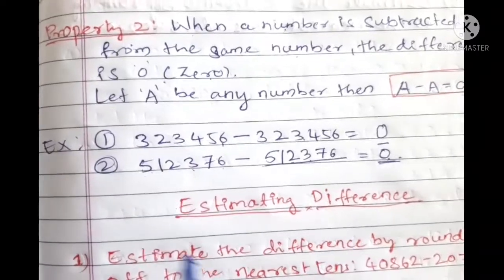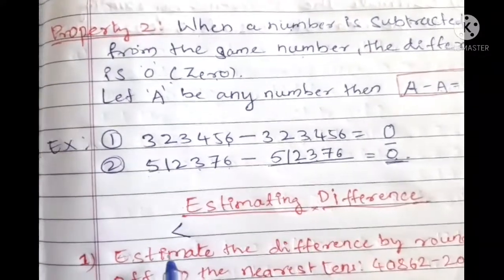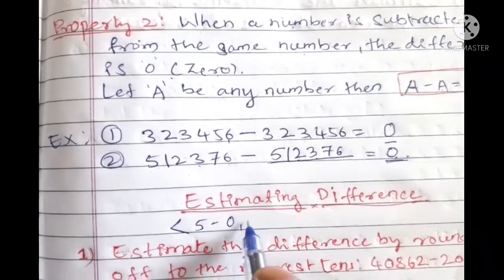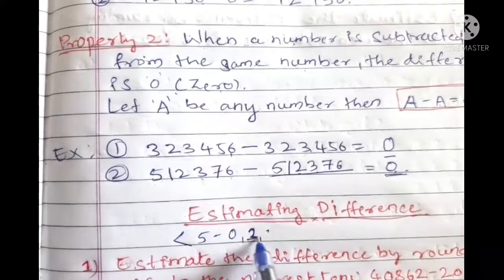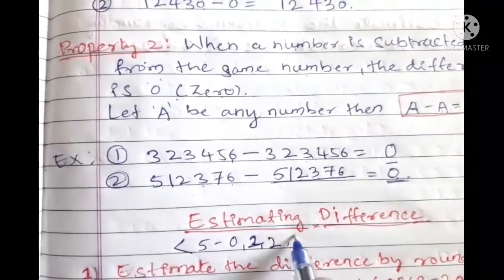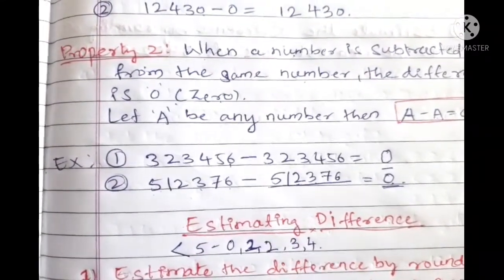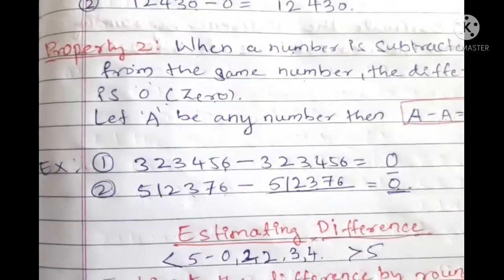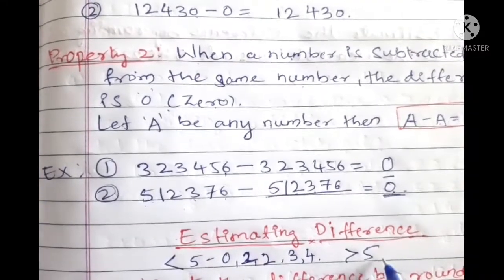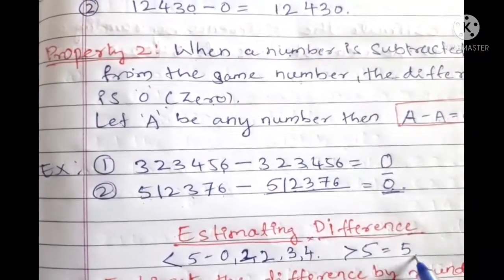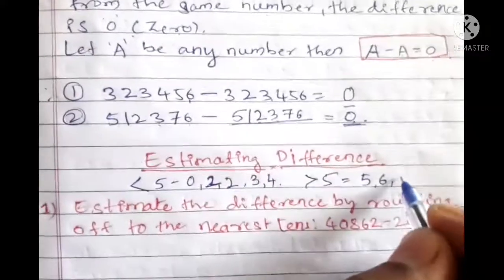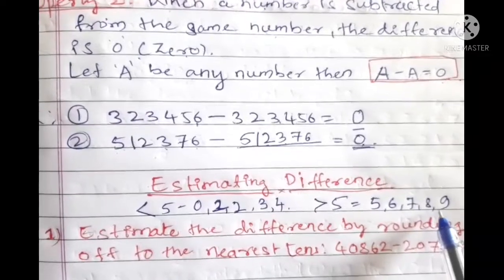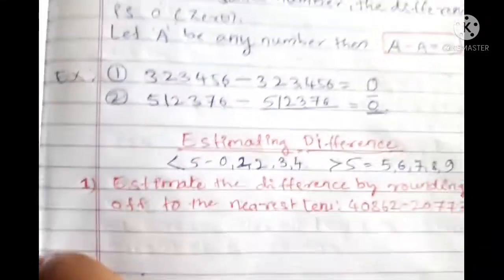So how do we observe it? If it is less than 5, the digits are 0, 1, 2, 3, 4. Greater than or equal to 5 means the digits are 5, 6, 7, 8, 9. These are the digits you have to observe in the ones place. Here we will take one example, less than 5 or more than 5.